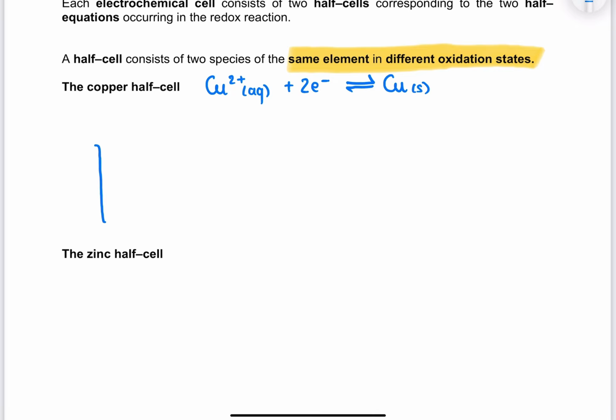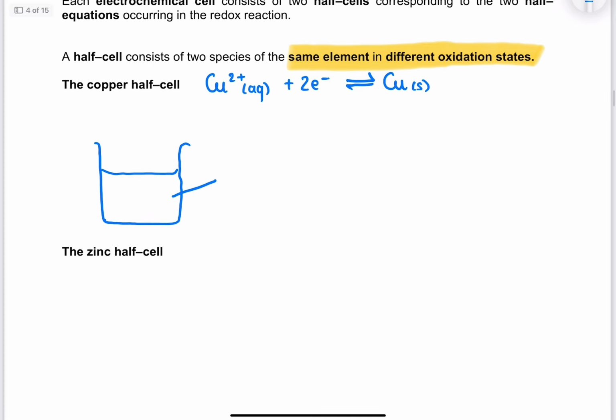So a half cell is simply a beaker, and in that beaker we need to put these 2 things. So we've got something aqueous, that's our solution, and the standard concentration is 1 mole per decimeter cubed. So we need 1 mole per decimeter cubed of the copper 2 plus ions. For example, that could be a solution of 1 mole per decimeter cubed copper sulfate.